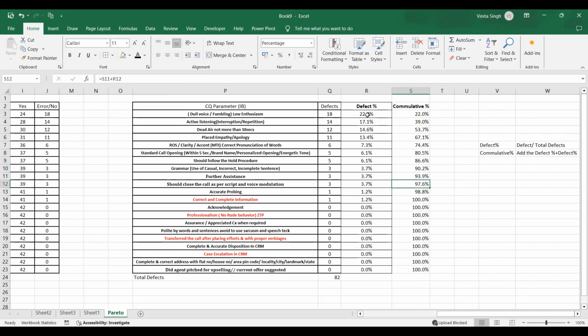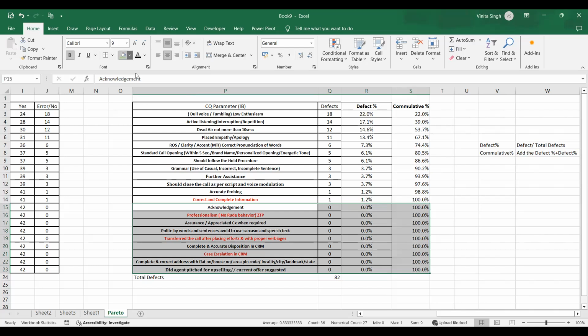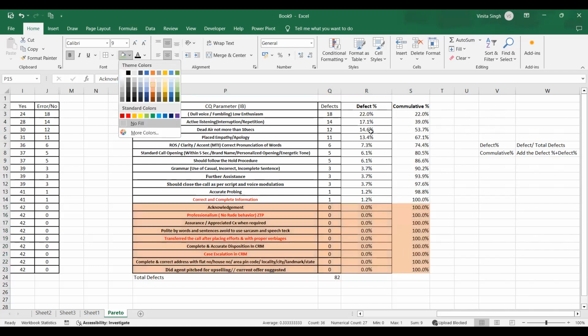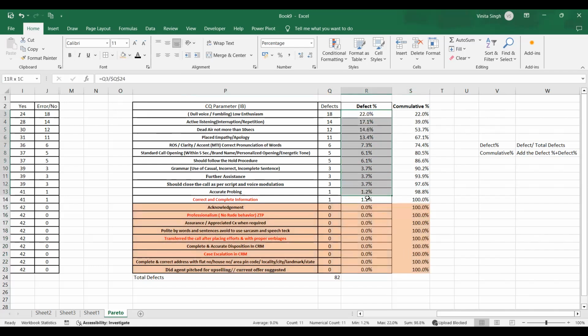So you can see now, ignore these last ones, which do not have any defect count and defect percentage. Just ignore this for a while. Now see, these are the actual parameters which have the defects, right? The top is 18 defects and the minimum is 1 defect, right? The total of these defects is 82, right? This is what you actually have to work on. This is not required.